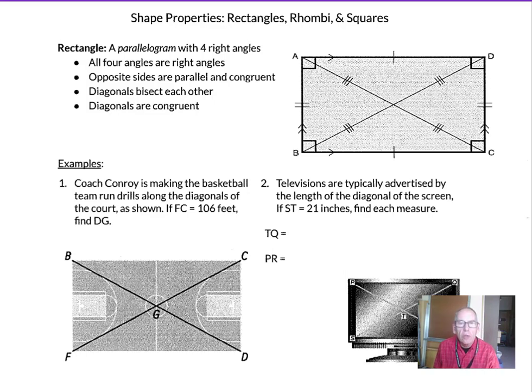Okay, so this video goes with the notes for shape properties: rectangles, rhombuses or rhombi, and squares. So, the definition of a rectangle: all four angles are right angles.